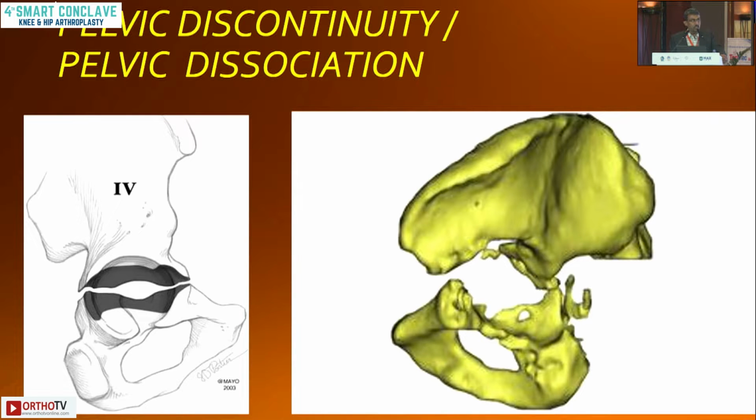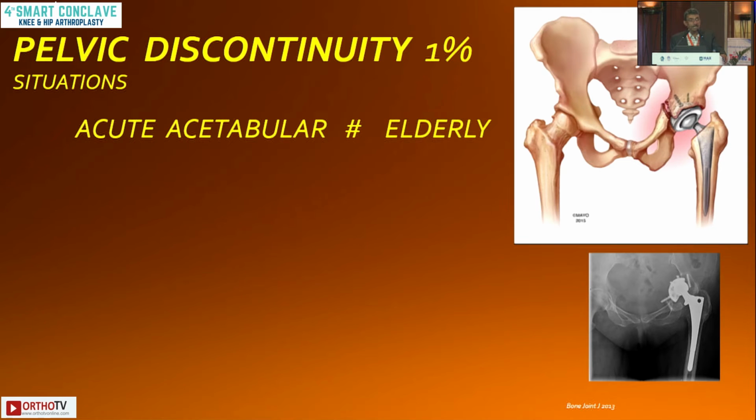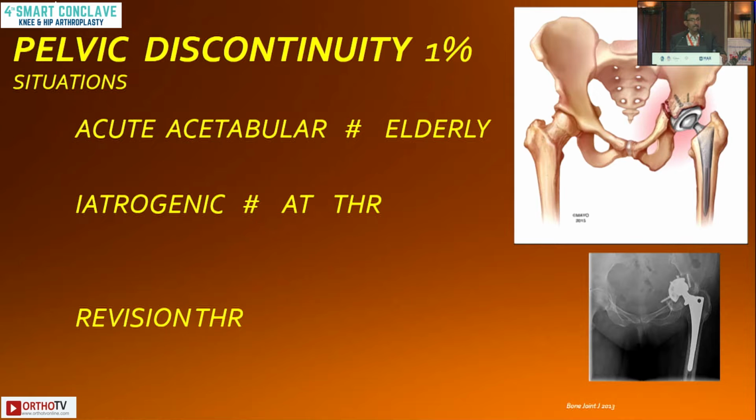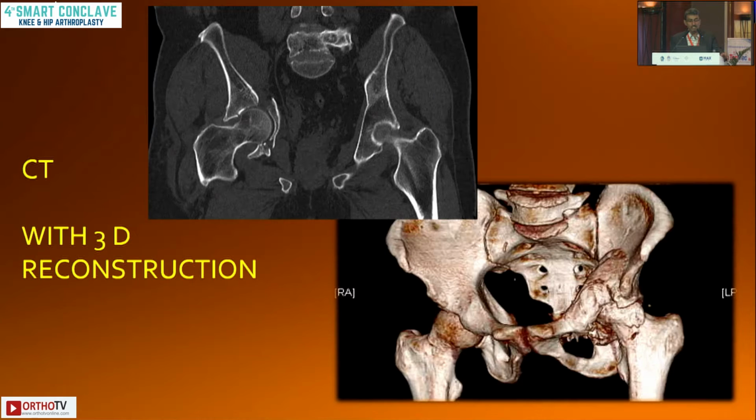Now, pelvic discontinuity or pelvic dissociation has to be carefully noted intraoperatively, and what we have to understand is that there is a separation of the ilium from the ischiopubic segment. It can happen in acute situations in the elderly, as iatrogenic fractures at THR, and more often than not, unrecognized at THR. In addition to an X-ray, a very useful tool is a CT scan with a 3D reconstruction, which would give you adequate information regarding planning, residual bone stock, and the reconstruction that would be required, in addition to looking at the status of the ischium.